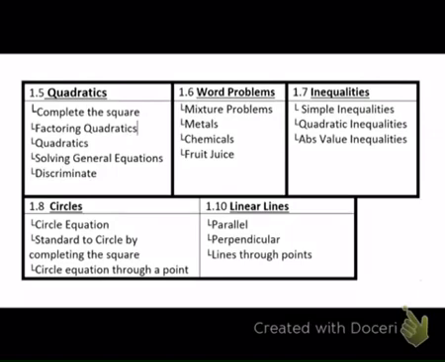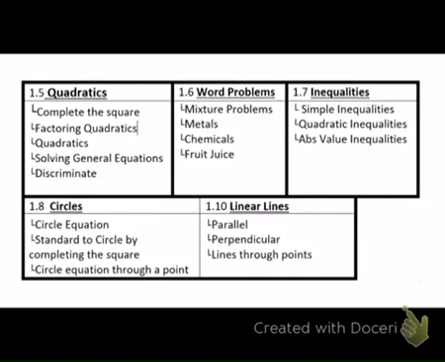Okay. We have word problems, mixture. They can consist of the three different types: metal, chemicals, and fluid, fruit juice. 1.7 is inequalities. We have simple inequalities that you just have to graph, quadratic inequalities that you have to factor and then solve, and then absolute value inequalities, which require that you change to the equivalencies.